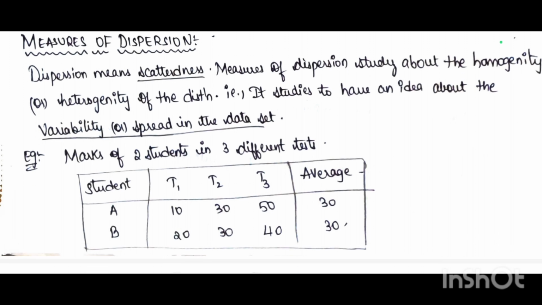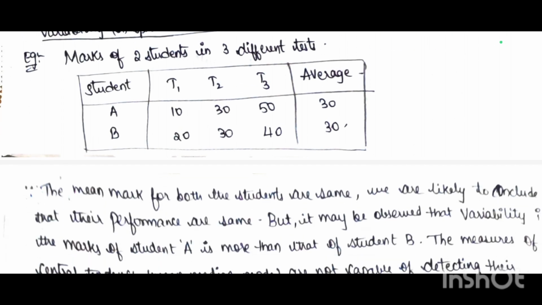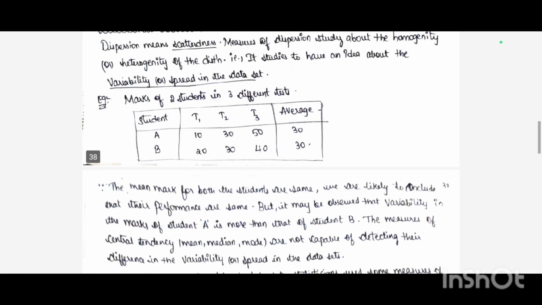Marks of two students in three different tests, T1, T2, T3, and the average are given. The mean of marks for both students is the same.